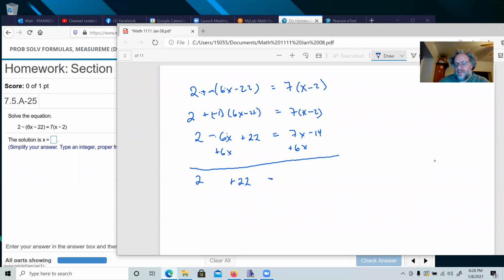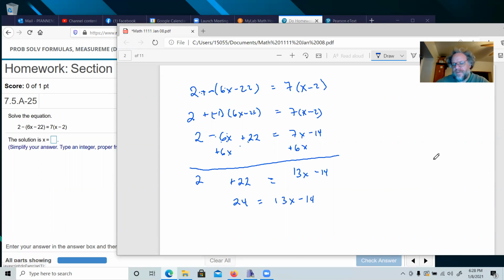Okay. So again, the biggest mistake people make is 2 minus, and then minus 22, of course. Like, no, the minus goes to the 6. 22 is a positive number. Just write that down. Right? And now we're going to have 7x plus 6x. That's 13x, and then minus 14. Okay. And now what we're going to do, can I say that 2 plus 22 is 24?